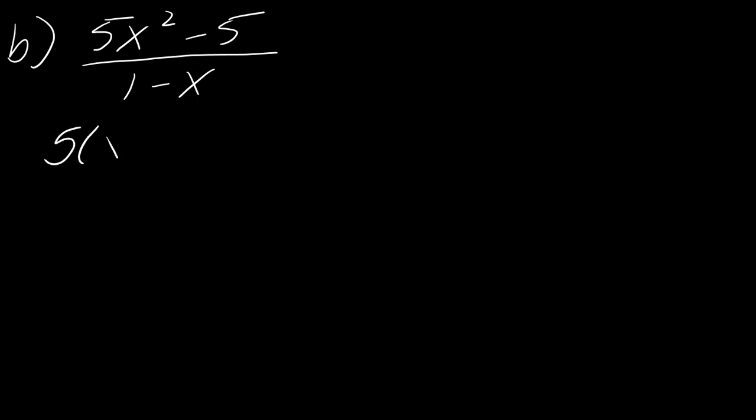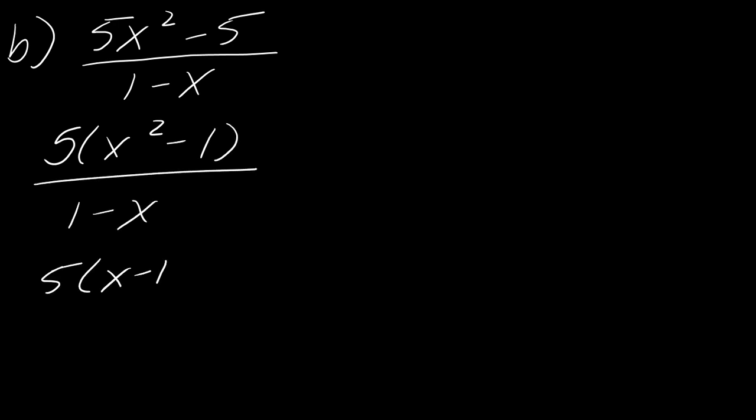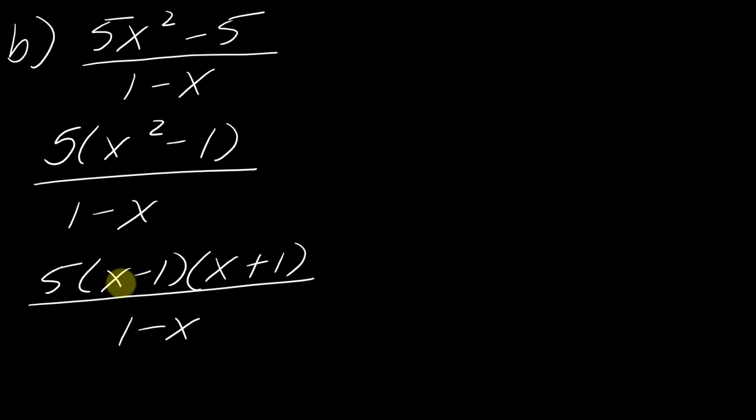Okay, so in this case, the first thing that I'm going to do is factor out 5 from the top. And then I noticed that I can actually factor the top a little bit more. So this is now 5 times x minus 1, x plus 1, all of this over 1 minus x. And now I have that x minus 1, 1 minus x type dichotomy that I'm looking for. So I'm going to factor a negative out of the bottom.